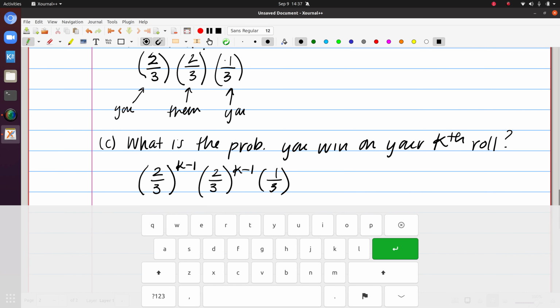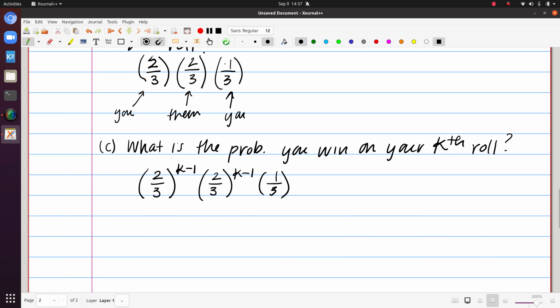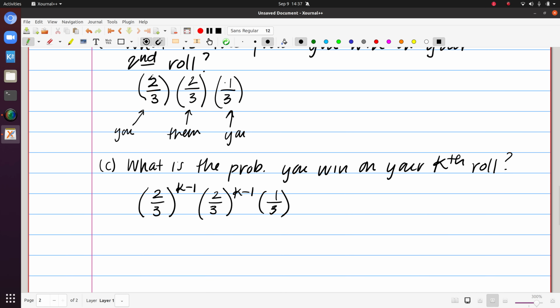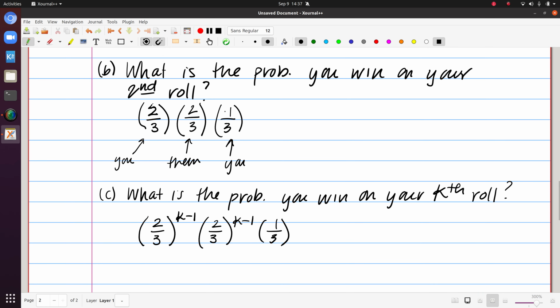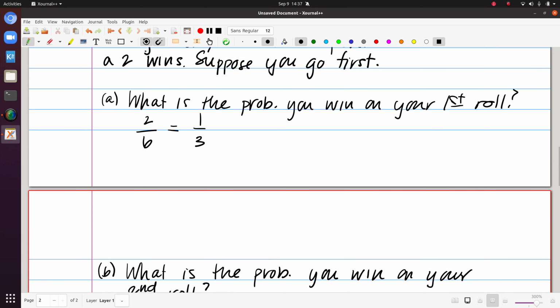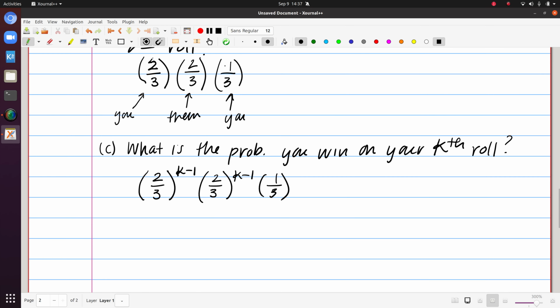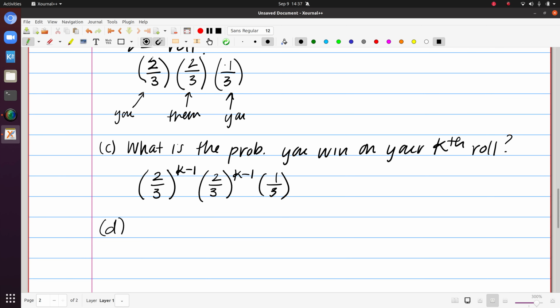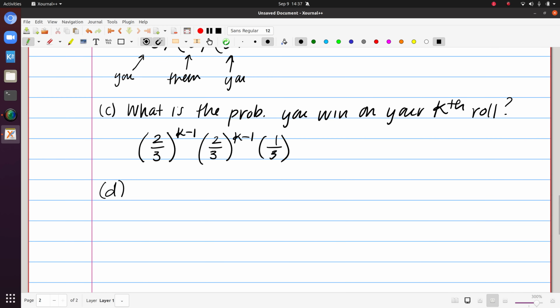So again, we're kind of separating this into the outcomes of what happened respectively for you and the other person. Notice that this general formula would hold. If k were equal to 2, we would get the result from B. And if k were equal to 1, we'd get the result from A. And then finally, this is all building up to allowing us to answer the question, what is the probability that you win the game?